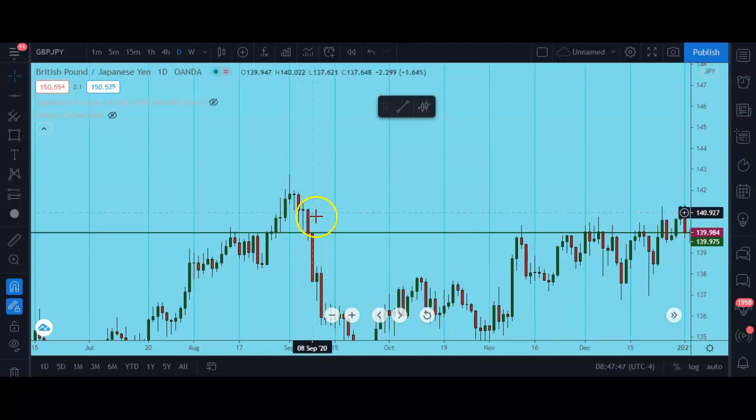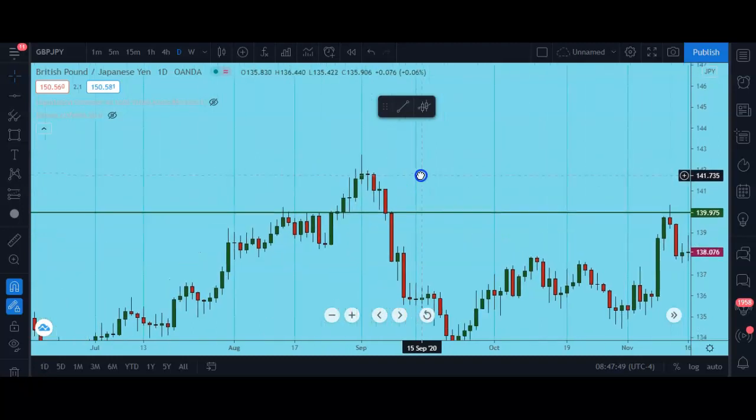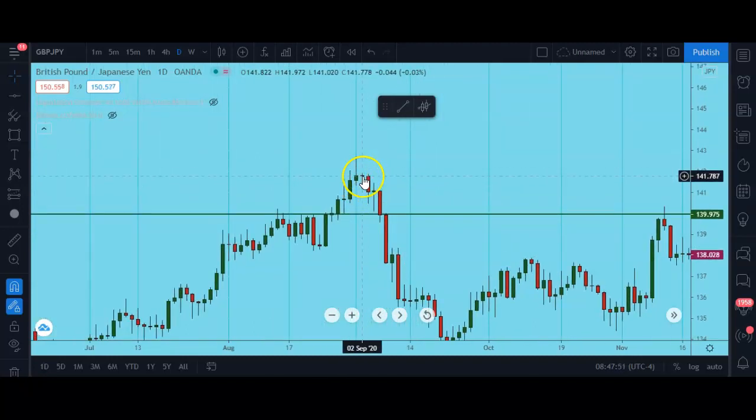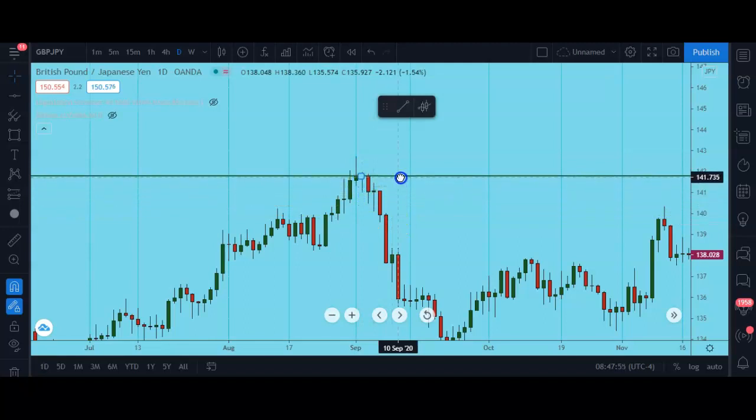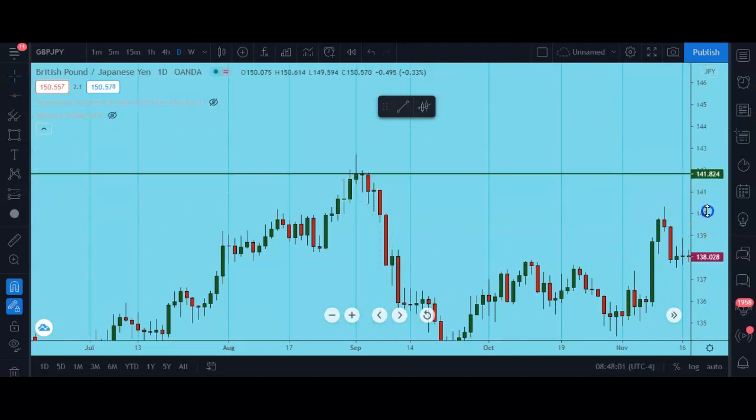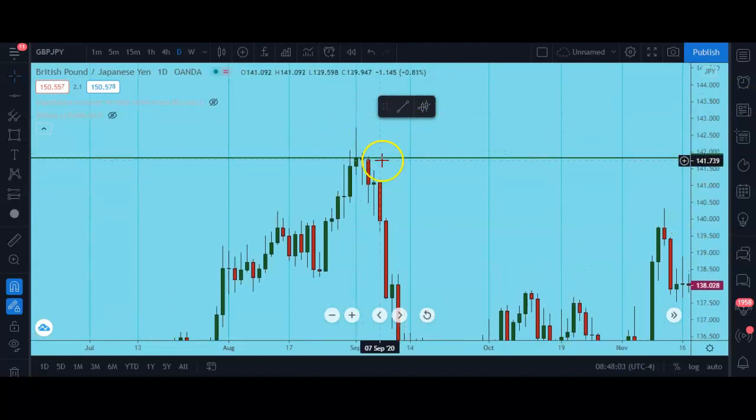Okay, so let's take this right here. This is on the daily chart. Support right here. Okay, why? Price closed right there. But then this candle closed below this point. Right, close right here. So this is resistance.